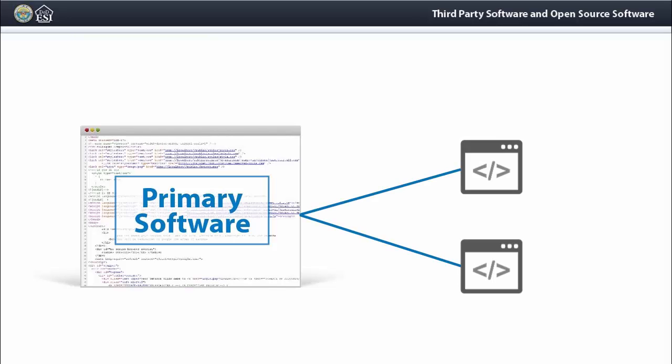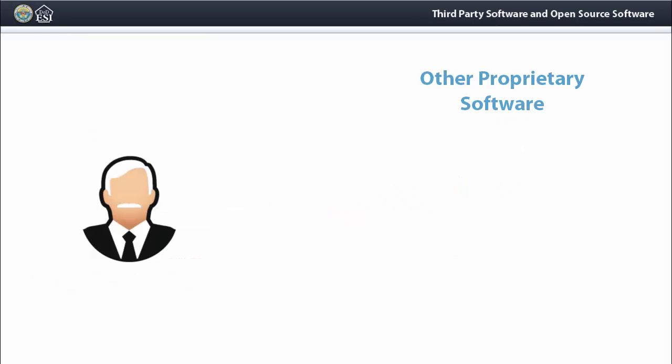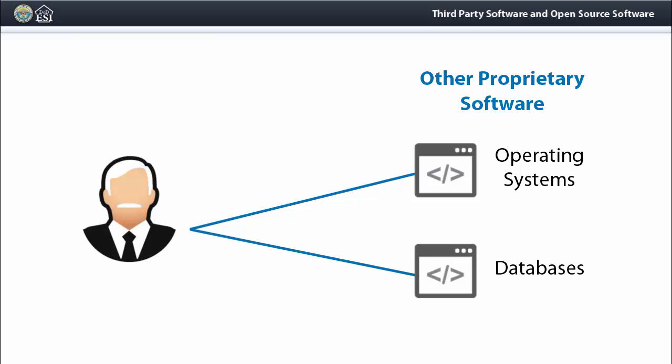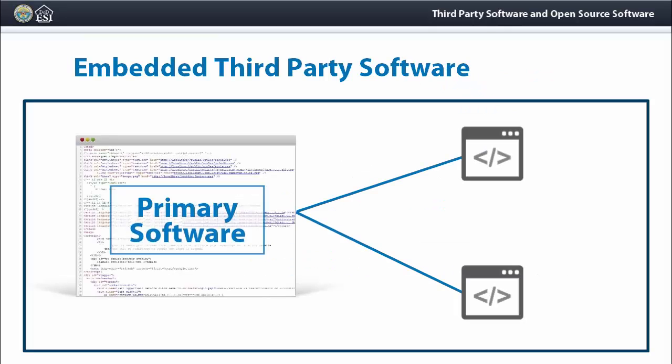First, we will talk about two scenarios where proprietary software can be considered third-party software. Sometimes, in order to use the software you are licensing, referred to as primary software, other proprietary software is required. Examples include operating systems and databases. When it is known that other proprietary software is required, it is usually licensed separately from the primary software. But sometimes the other proprietary software is embedded in the software you are licensing.